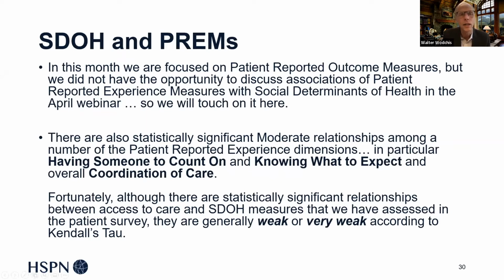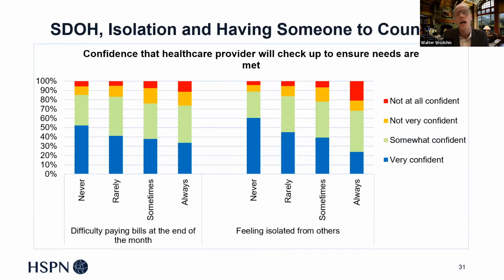But I just want to step back. We're talking about patient-reported outcomes, but we have also looked at these for the experience measures. There are some statistically significant and meaningful relationships among the experience items, particularly as they relate to having someone to count on and knowing what to expect, and to some extent the overall coordination of care. I was heartened as we did all of the analyses that, while there were some statistically significant relationships, we have a large enough sample size. When we looked at items related to access to care, which was the first one, you can easily access care, we actually saw very little relationship with these social determinants. I was heartened by that.